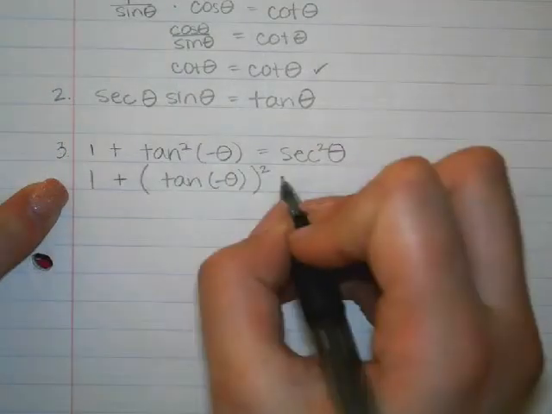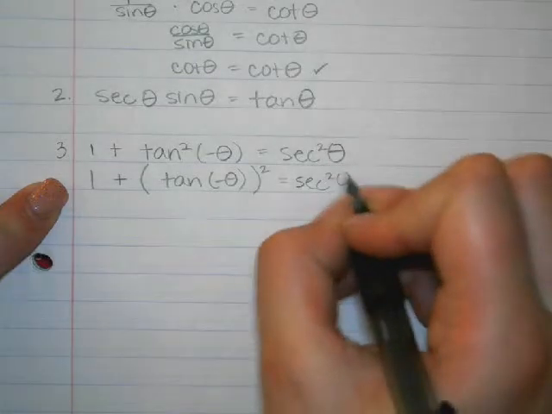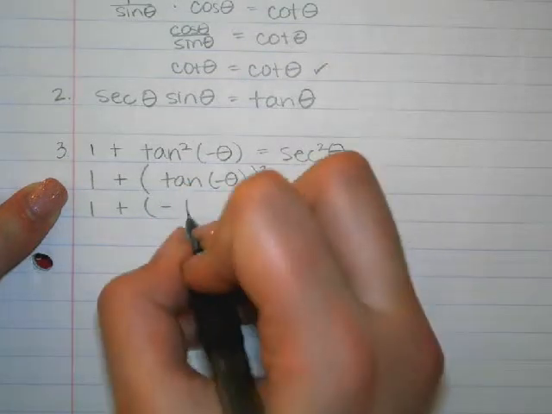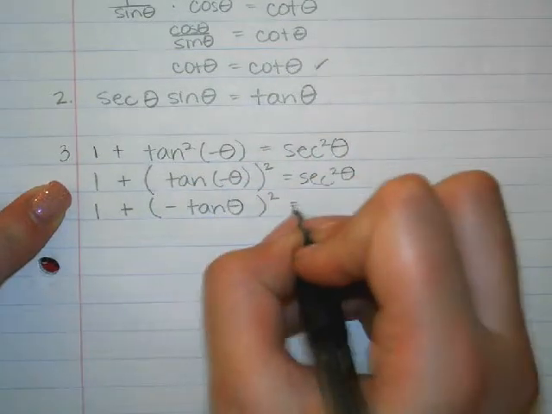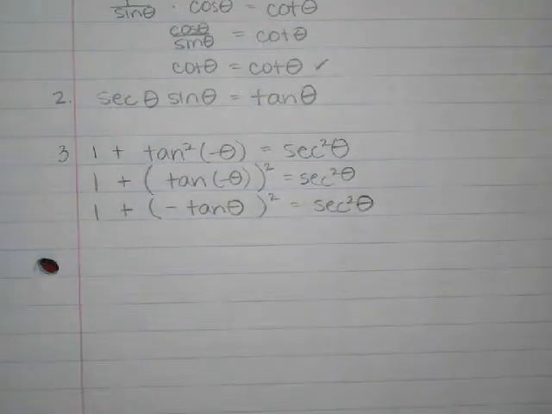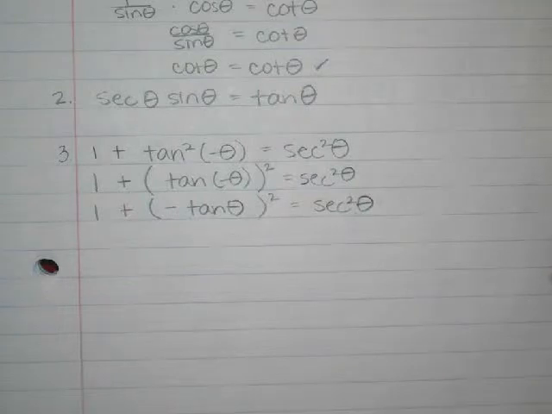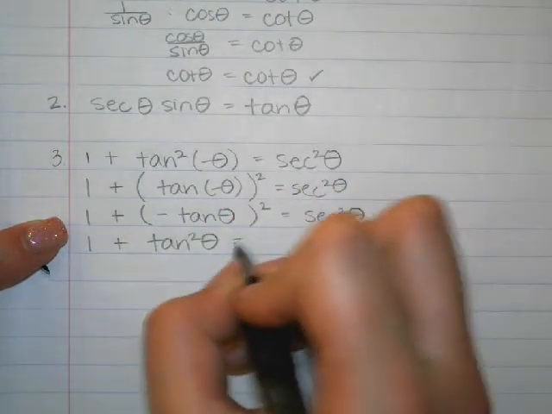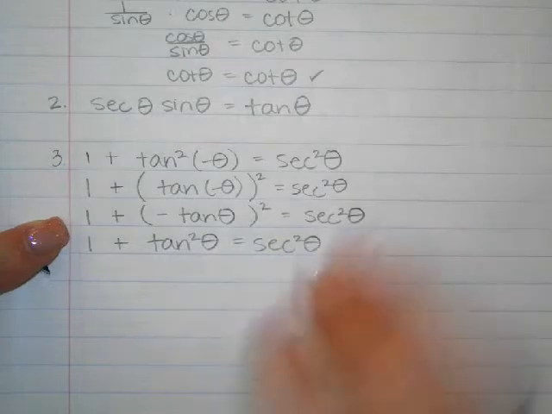So I'm going to say that still equals secant squared. I'm going to say I have 1 plus, and I'm taking this out and replacing it with negative tan theta squared. And what happens, sorry, did you have a question? Yeah. What happens if we do a negative tan multiplied by a negative tan? Positive tan squared. So that gives me 1 plus positive tan squared theta equals secant squared theta.